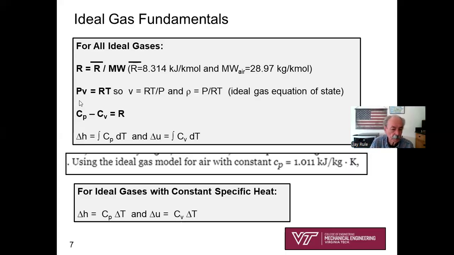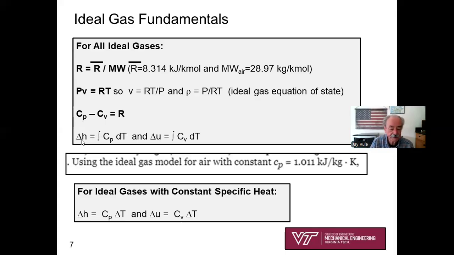All right, another thing we remember about an ideal gas equation of state, P times little v equals RT. So we can solve for little v. v is RT over P, and rho, density, is P over RT. Those things you have in your head, I hope. Another important relationship for any ideal gas is Cp, that's specific heat, minus Cv, specific heat, equals R. Cp minus Cv equals R.